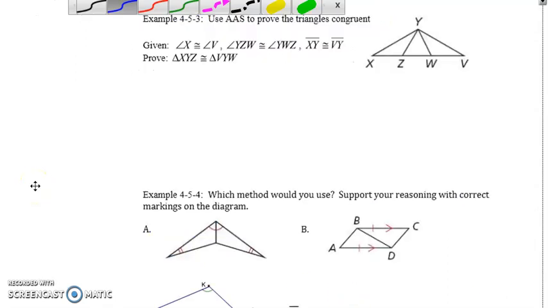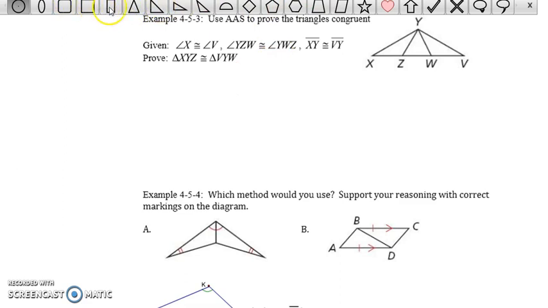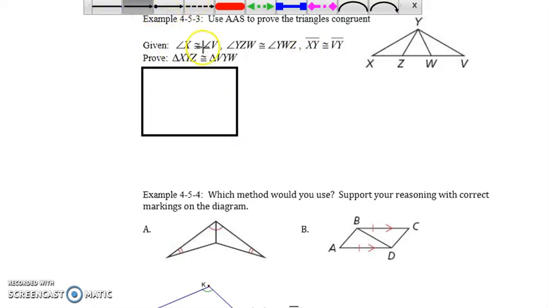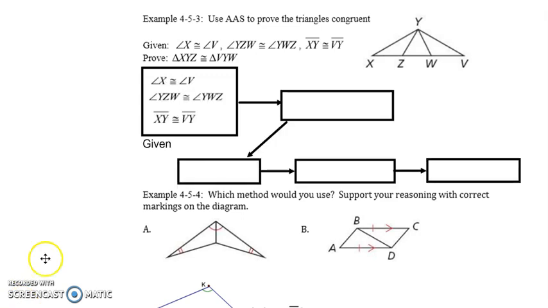All right, so I'm going to continue with the flow chart here on this next one. Let's put all of our given stuff in the first box. So let's make a box here, and then we're going to fill in all of our pieces into that first box and see where we can go from there. All right, so let's mark our picture with the given information.